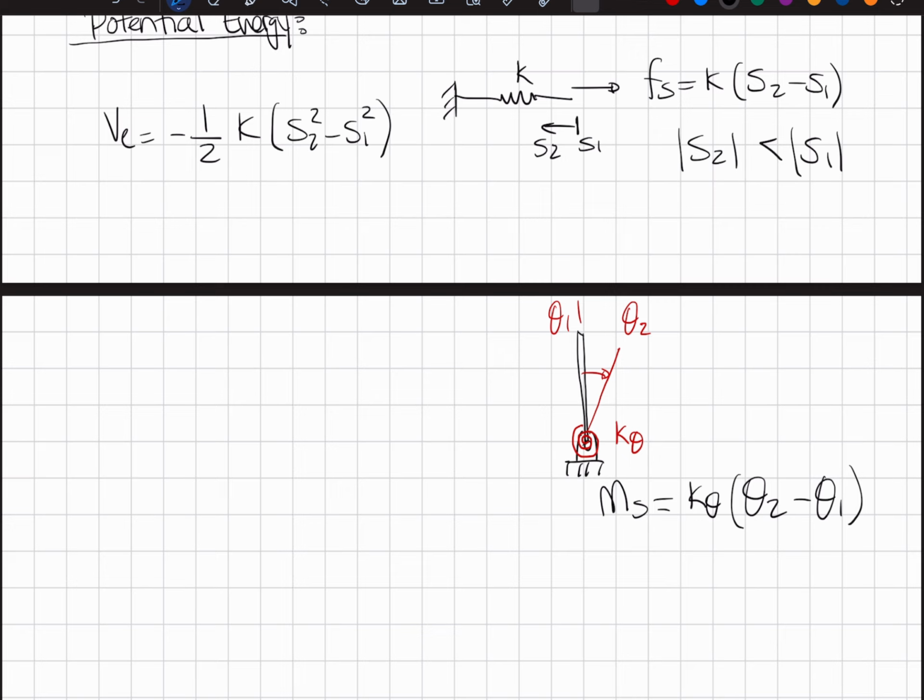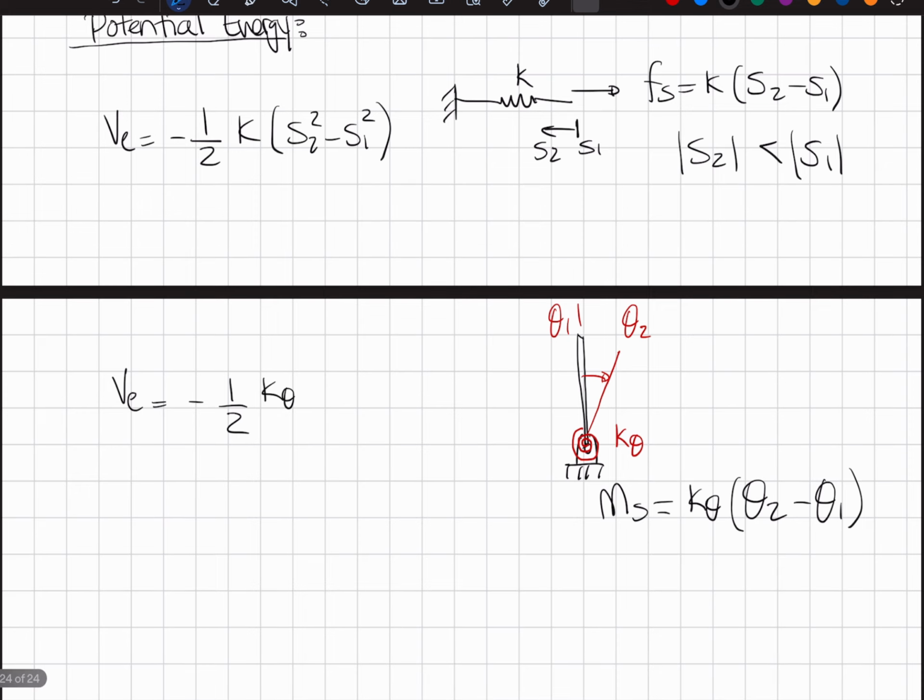And like we said last time, most of the time theta 1 is the unstretched position, and you could set it equal to 0. Potential energy for the elastic behavior can be described as minus 1/2 K theta times theta 2 squared minus theta 1 squared. And of course, theta 2 is generally speaking a compressed position relative to theta 1. So it could have a smaller value. Angles are a little weird. It really has to do with how you formulate it.